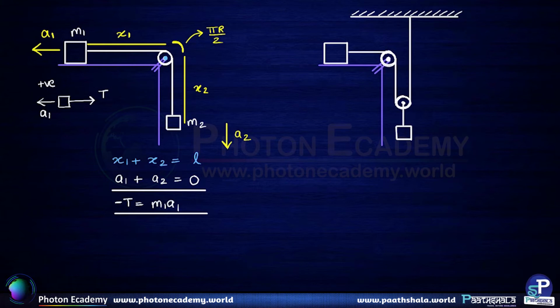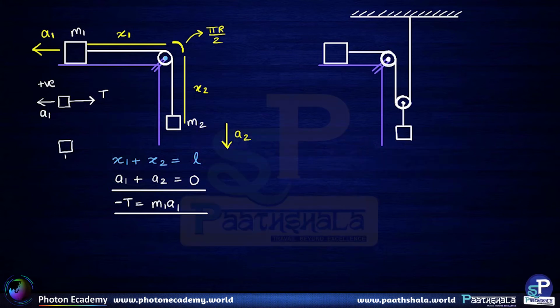Also, the equation for the mass m2 is an intuitive equation. This equation is simple. So m2g is in the downward direction and the force of tension T is in the upward direction. So m2g minus T is equal to m2a2.